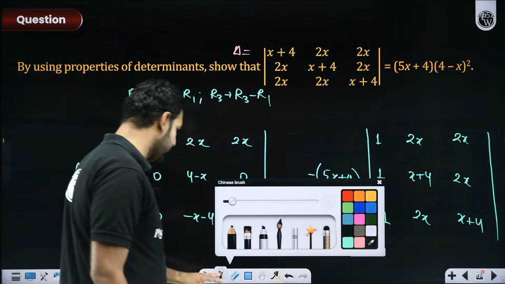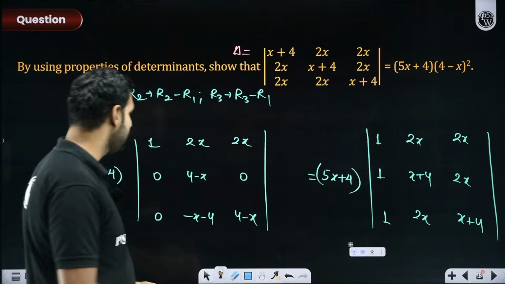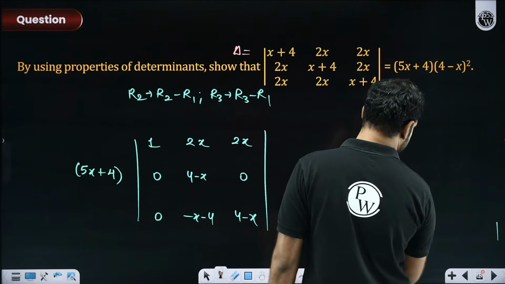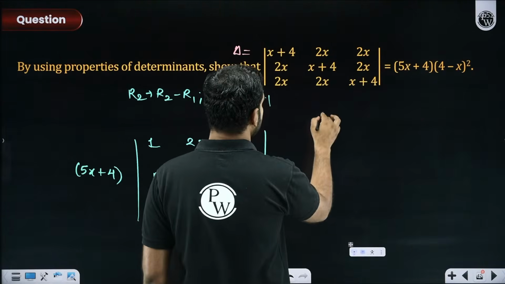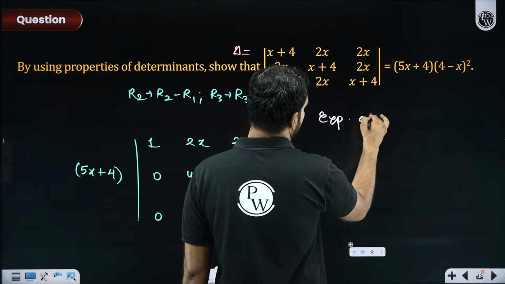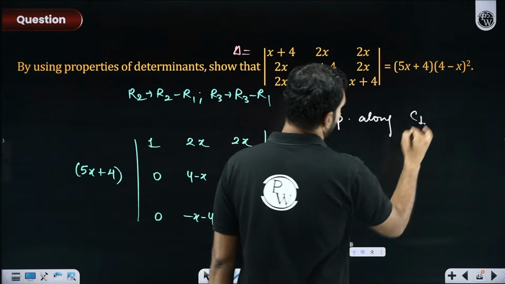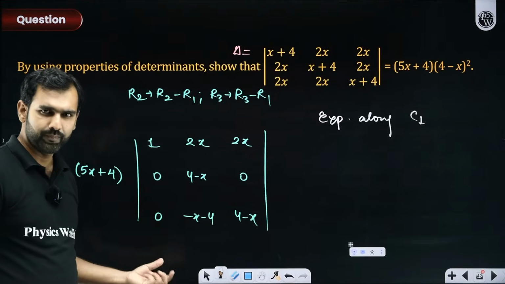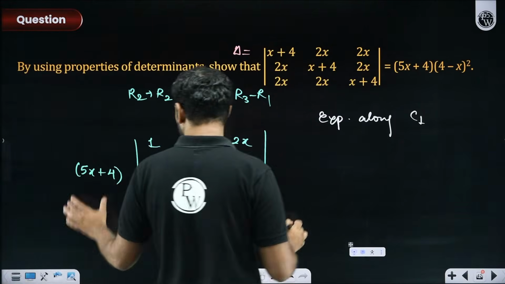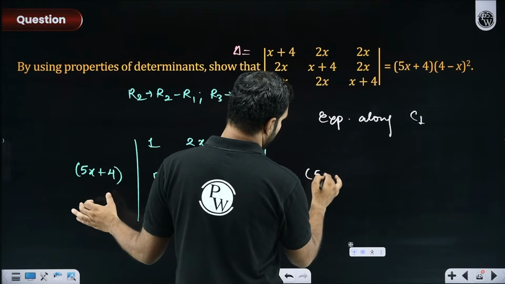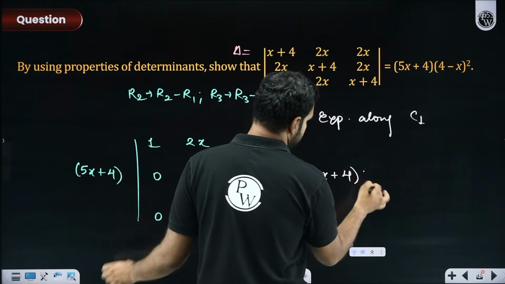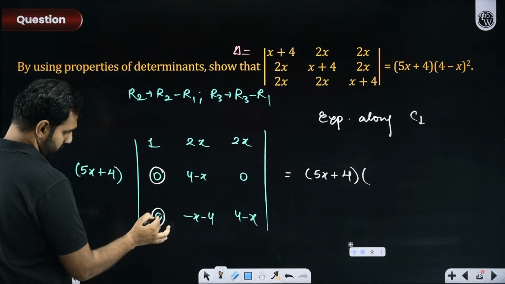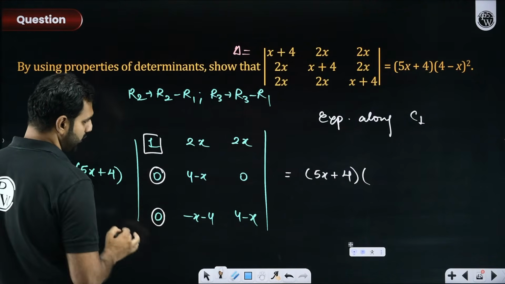With that, I hope you are now clearly noticing that, sir, if you want to expand it, you can expand it along column 1. Why column 1? Because column 1 contains the maximum number of zeros. So that expansion will be simpler. So this factor 5x plus 4 stays outside. You don't touch it. But what happens with column 1? These values I don't have to bother about. I'll just simply expand it with respect to this 1.